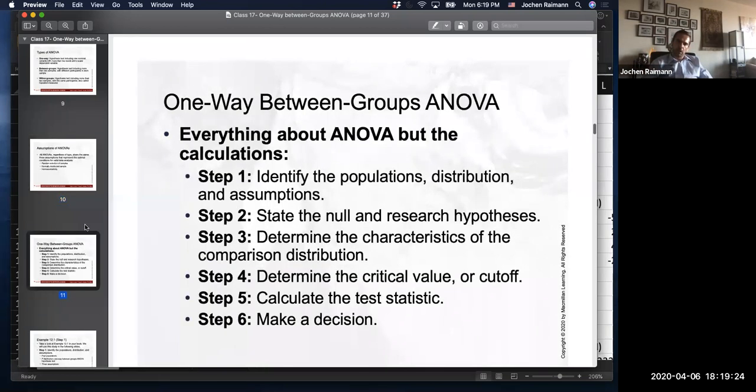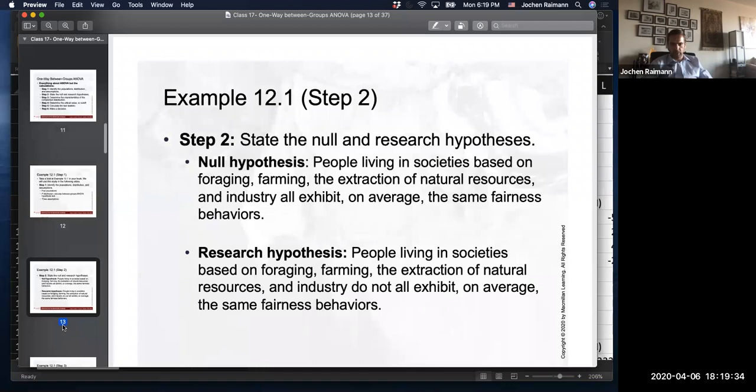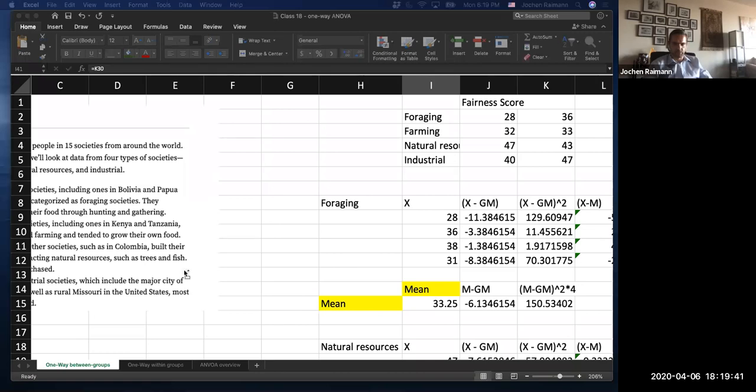So what are we doing now? We have those assumptions: randomly selected samples, normally distributed samples, and homoscedasticity. We want to compare our example from class. Okay.